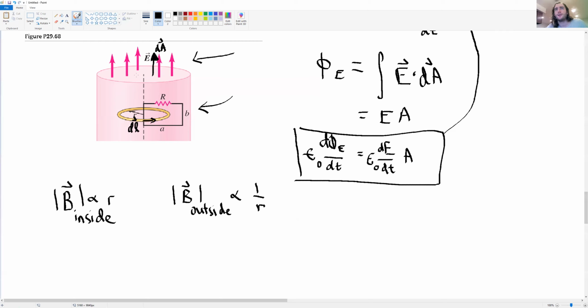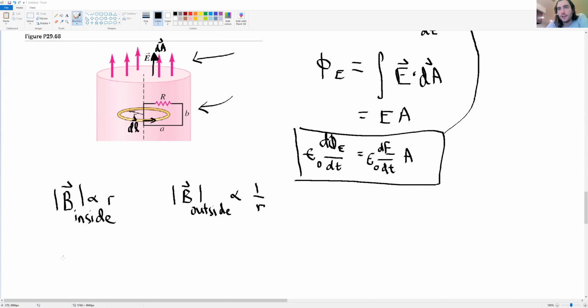So I have one chat here. Can you go over it one more time? Yeah, so let's go through the reasoning one more time here. So in this problem, we have an electric field which is changing with time. That means that when we draw this cylindrical cross section here, we've defined an area and we have an electric flux through that area. If the electric field is changing with time, then that means the electric flux is changing with time.